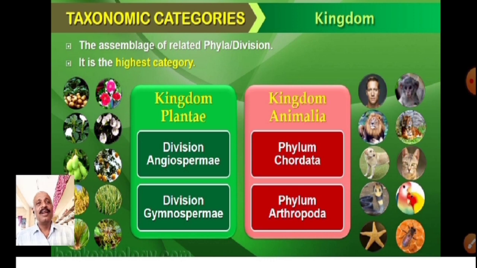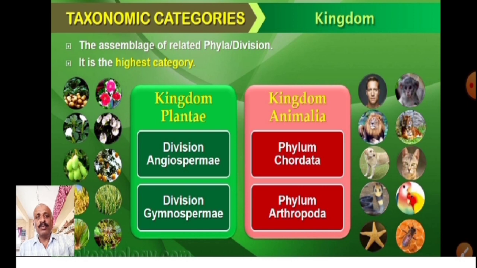Very clear, it is an assembly of related phyla or divisions, and it is the highest category. Which one is the lowest? Yes, the species. You observe here kingdom Plantae, it has the divisions angiosperms and gymnosperms. Like that kingdom Animalia includes all kinds of animals, whether chordates or non-chordates, vertebrates or invertebrates. It is the highest category and includes the group of divisions for plants. Okay, this is about the categories of the hierarchies.